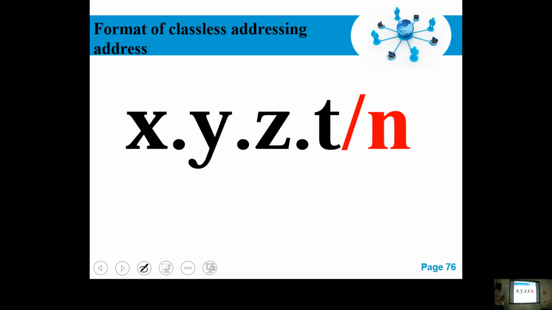Okay, we shall stop here. We have just started classless addressing. We have seen how to identify the starting address. Okay, this is CIDR notation, classless inter-domain routing. We will consider this in the next class. Okay.